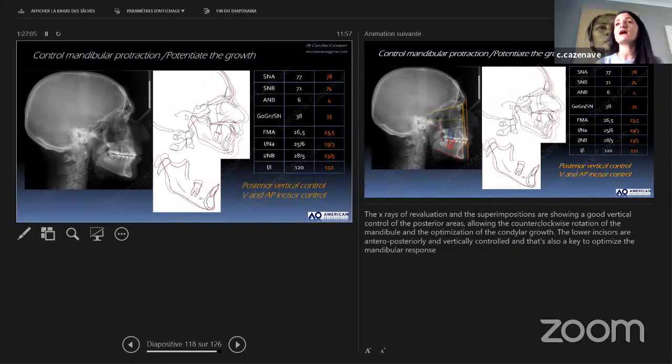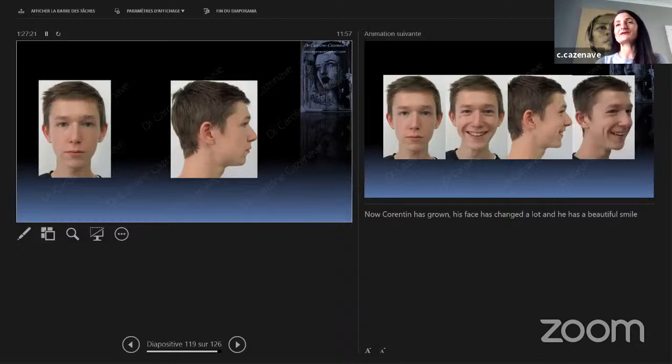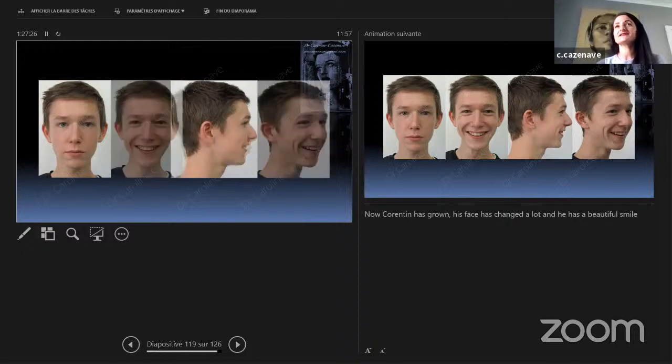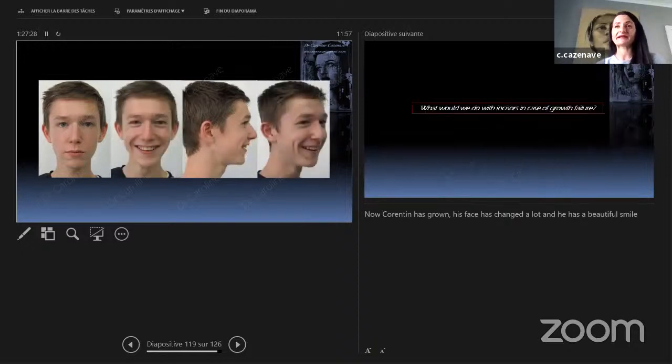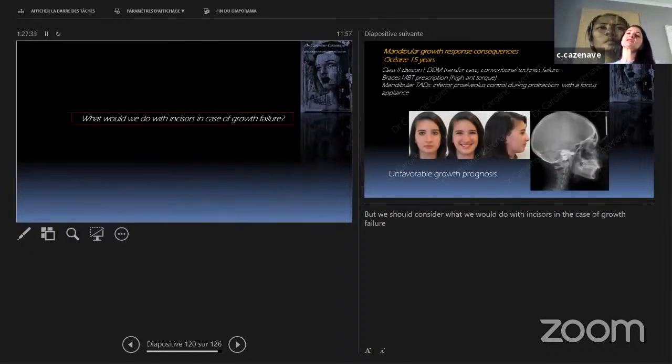The lower incisors are anteroposteriorly and vertically controlled, and that's also a key to optimize the mandibular response. So Corentin has grown, his face has changed a lot, and he has a beautiful smile. But we should consider what we would do with incisors in the case of growth failure.